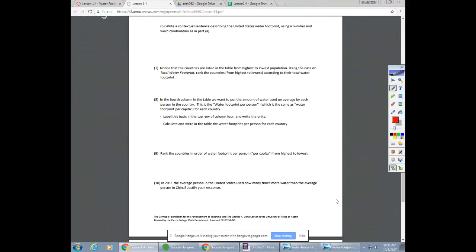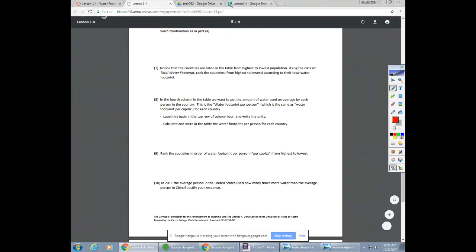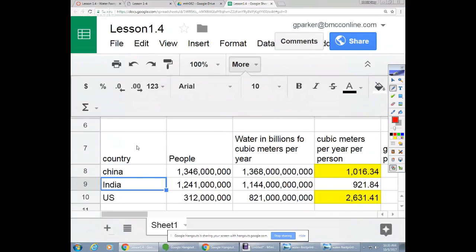In the fourth column in the table, we want to put the amount. Yeah, we already did that one. So they're calling the fourth column: first column is country, second column is people, third column is total water, fourth column is water per person. So we got that. So we did 8.